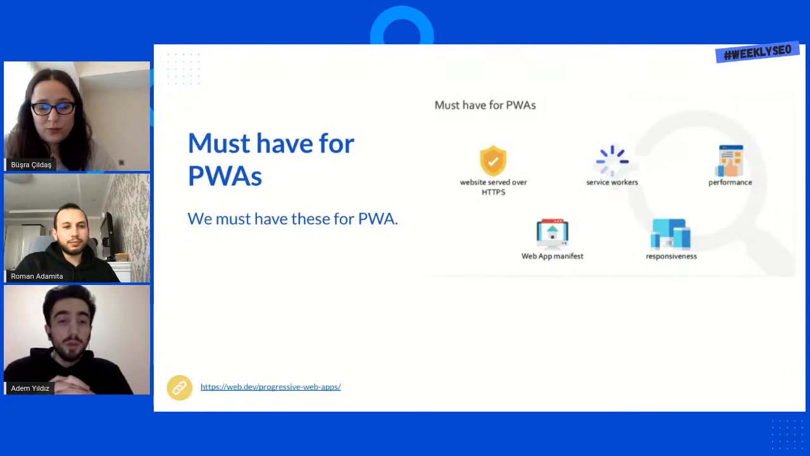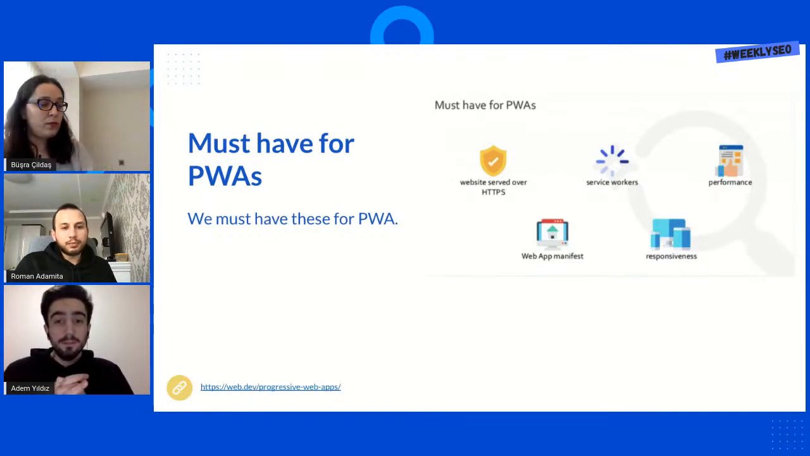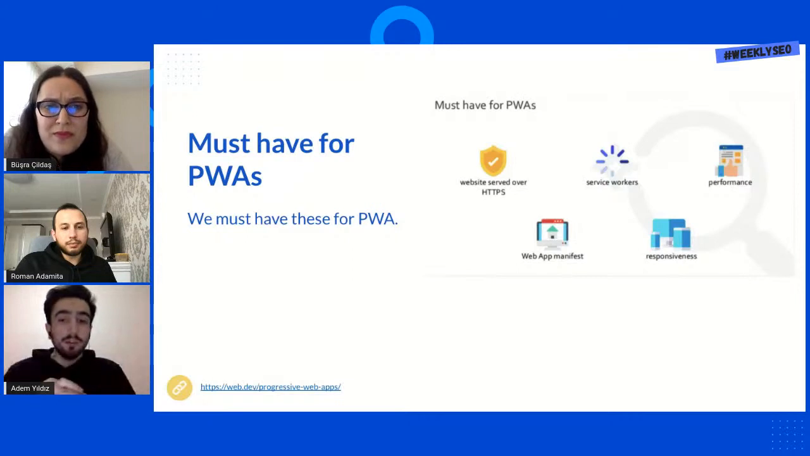And we also need a manifest JSON file for PWA, where we specify our icon for mobile phones or desktop, theme color, start URL, and these kinds of technical details. And to use cache technology, we also need service workers. Another two important issues, which are common for SEOs too, are performance and mobile-friendly responsiveness. These things are required for every website.